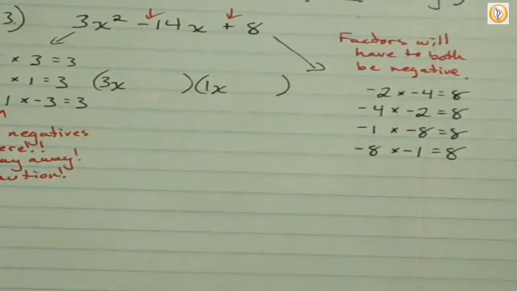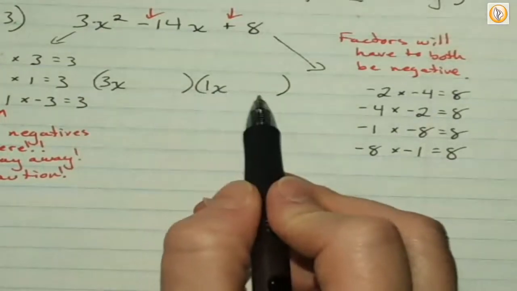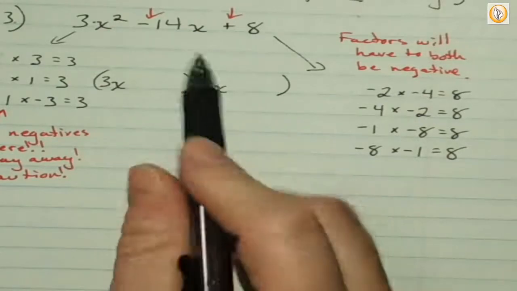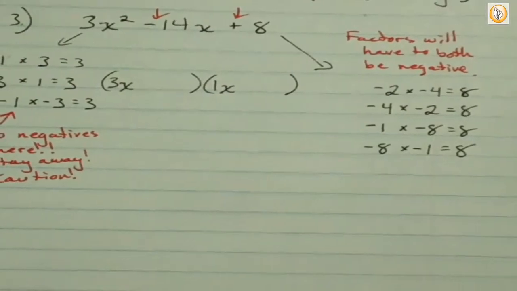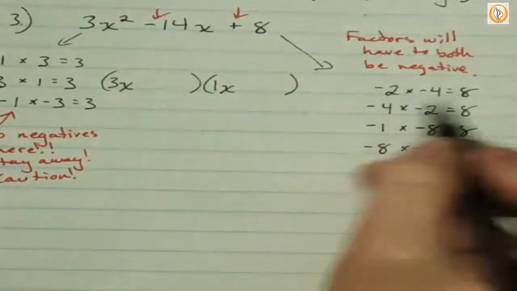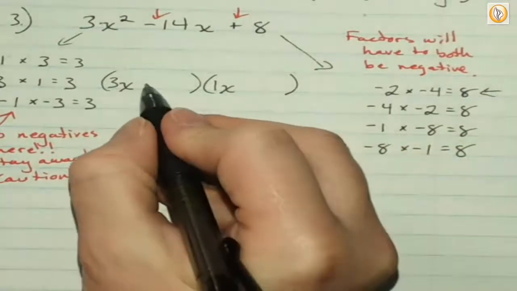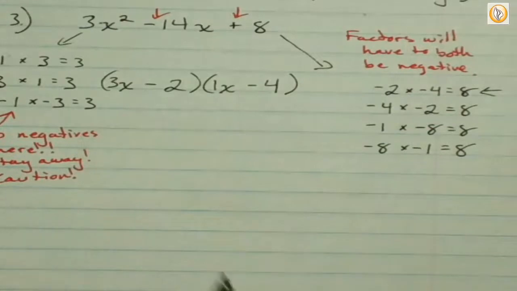Okay, so we have those. Now, we have to figure out which one of these, when placed here, and then we do FOIL, is going to give us negative 14x. So let's see, Michael, just choose any of these combinations. It's okay if you're wrong. Okay, so let's try this first one, negative 2 and negative 4. All right, let's do FOIL.